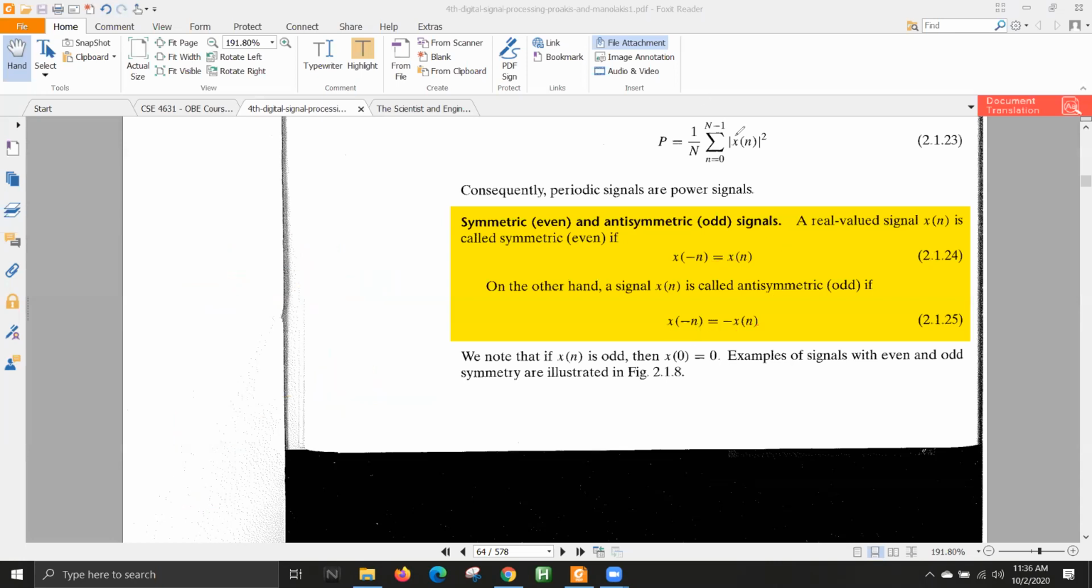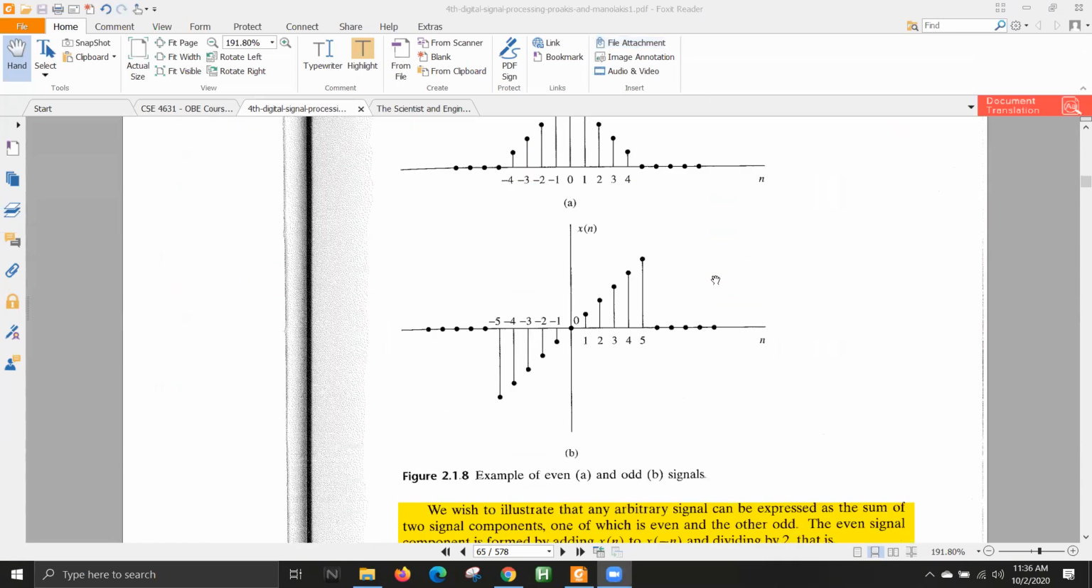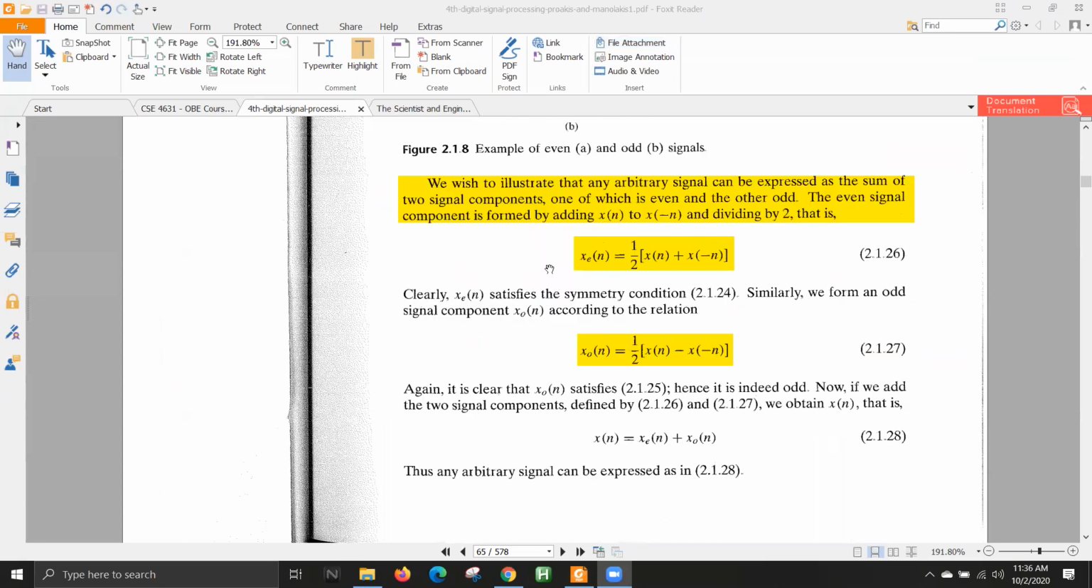Okay, and here is an important part: any signal, any arbitrary signal, whatever that is, can be decomposed. A while ago I said the ramp signal was neither symmetric nor antisymmetric; it was not fulfilling either of the two. So that is an example of an arbitrary signal.